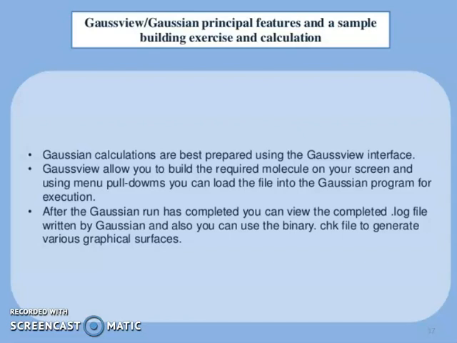So, Gaussian calculations are best prepared using the GaussView interface. GaussView allows you to build the required molecules on your screen, and using menu pull-downs you can load the file into the Gaussian program for execution. After the Gaussian run has completed, you can view the completed .log file, an important file written by Gaussian, and also you can use the binary .chk check file to generate various graphical surfaces. So the log file and check file are important for you.